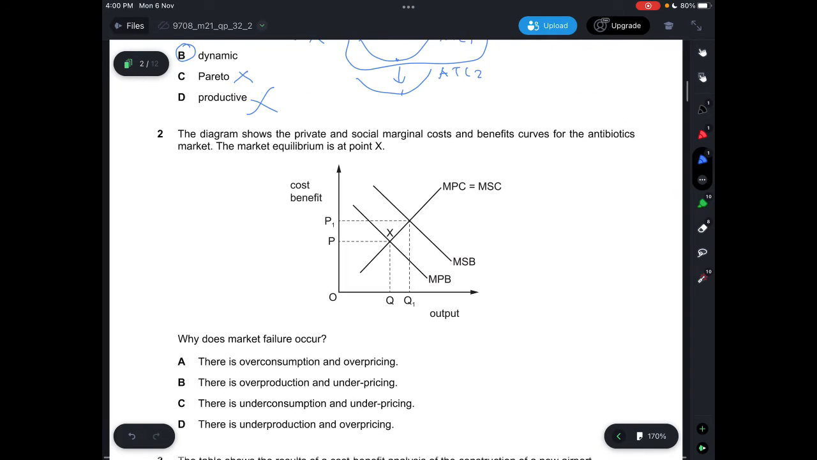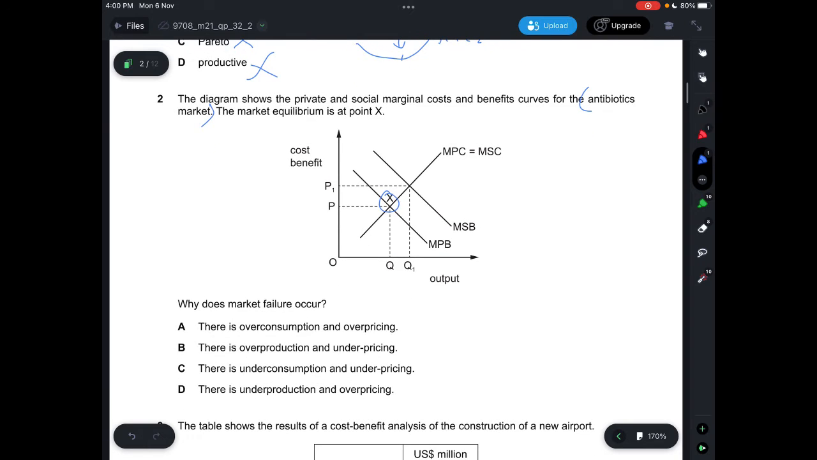Question 2. The diagram shows the private and social marginal cost and benefit curves for the antibiotics market, medicine basically, and the market equilibrium is at point X. Why does market failure occur? The social optimal level is when MSC equals MSB, which is P1, Q1, but you're producing at point X, which is P and Q, so the price is lower and the quantity is also lower, so under-consumption.